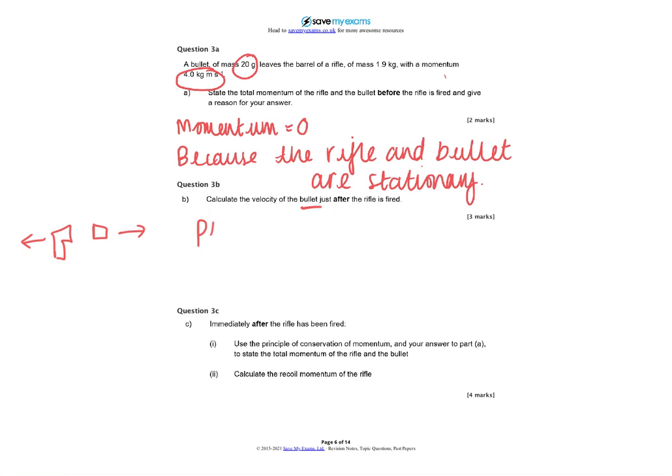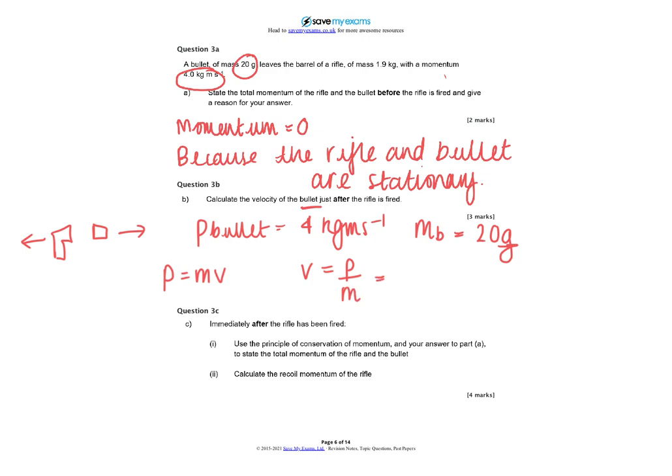But so we've got our momentum of our bullet, because it says in the question, is going to be 4 kilogram meters per second, and our mass of the bullet is equal to 20 grams. Don't forget that's in grams, we usually work in kilograms, so we're going to have to do some converting there. So momentum is mass times velocity, and we're working out the velocity here, so we're going to do our momentum divided by our mass. So we're going to do 4 divided by 0.02, so I've divided it by 1,000 to get it into kilograms, and if I work that out, we get our velocity of our bullet is 200 meters per second.